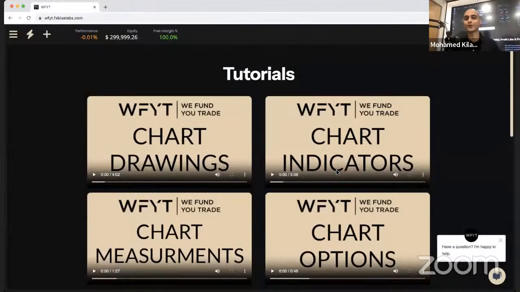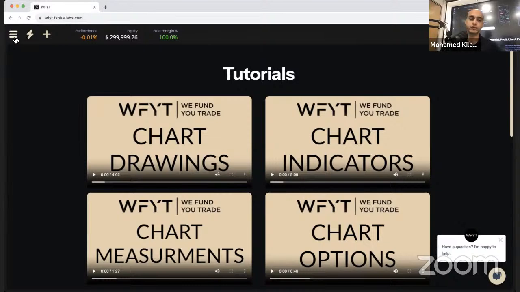All right. So this is the We Fund You Trade platform, as you all are familiar with. When it comes to a trading plan, this is the most important thing that you have to do with your trading process, because without a plan, you're going to get random results. Random results are going to lead to losses or random winnings, and you're never going to beat your targets.